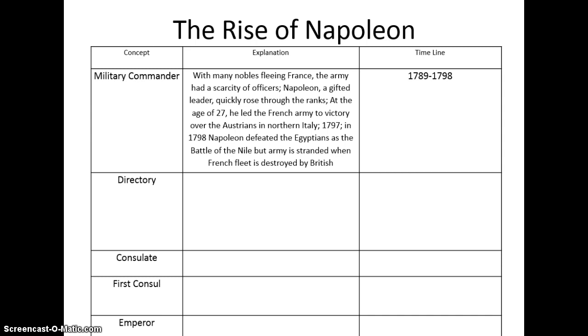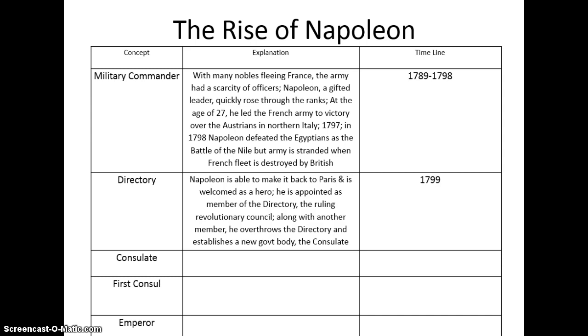Now Napoleon, who is a gifted leader, because of this and because of his skill as a military leader, quickly rises through the ranks, and at the age of 27, remarkably, he leads the French army in the battle in northern Italy and is actually victorious over the Austrians in 1797. In 1798, he leads an army in the Nile against the Egyptians and the British and defeats them at the Battle of the Nile. But unfortunately, his army is stranded when the French fleet that is deployed outside of Egypt in the Mediterranean is destroyed in a naval battle by the British fleet. But what we do see is his rise between 1789 and 1798 as a remarkable military commander and an important figure of the French Revolution.